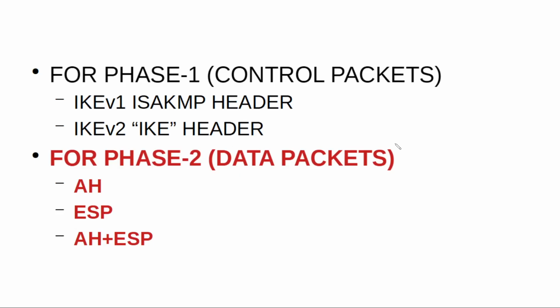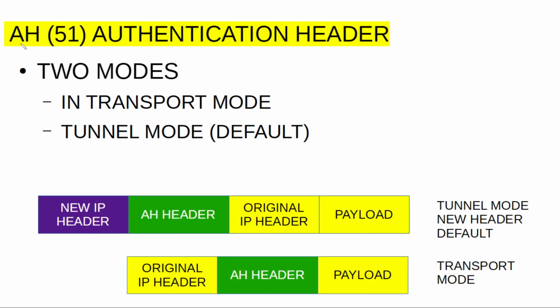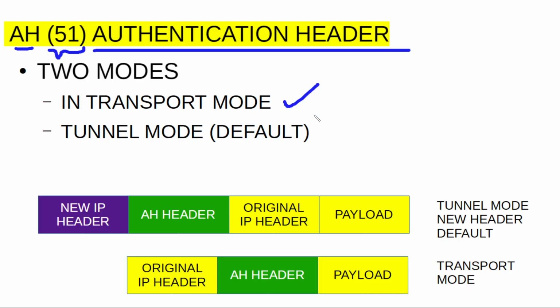Now let's talk about phase 2 headers. We can use AH, ESP, or a combination of both. Let's talk about AH. It is defined as IP protocol 51. It is known as the authentication header. You can use it in 2 modes, transport mode and tunnel mode. Tunnel mode is the default.